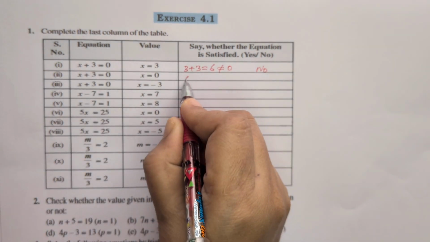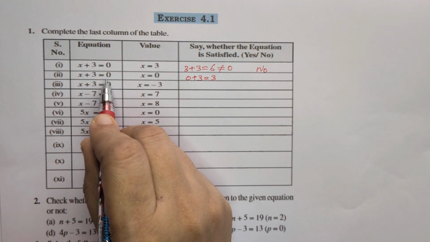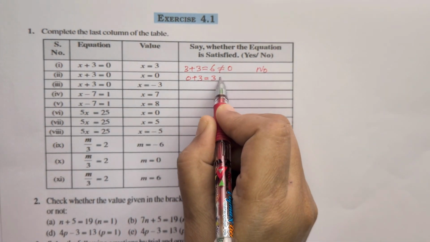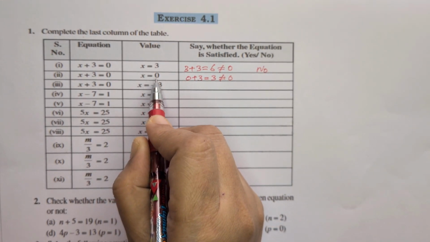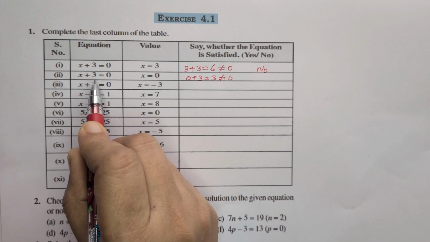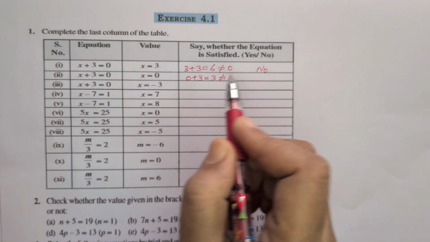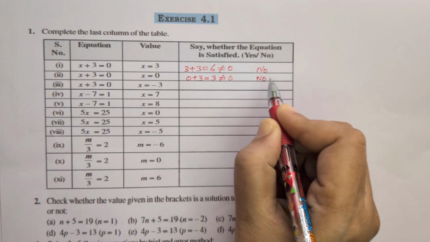Here x is equal to 0. 0 plus 3 is equal to 3, but the right side of the equation is 0. 3 is not equal to 0. There also, when we put x is equal to 0 in the given equation, LHS is not equal to RHS. So there also the equation is not satisfied.